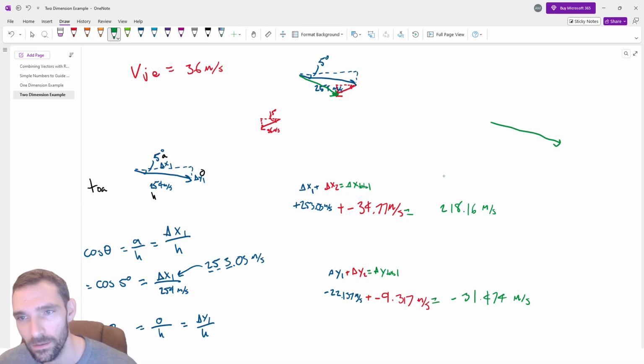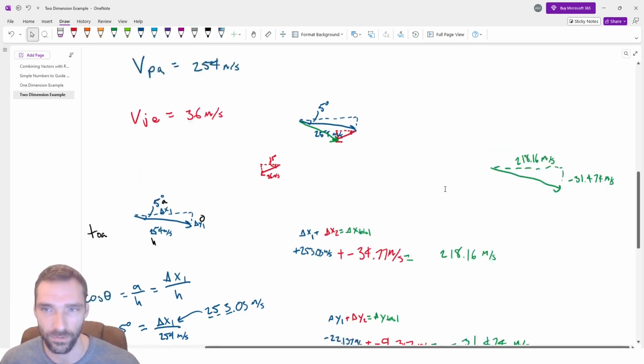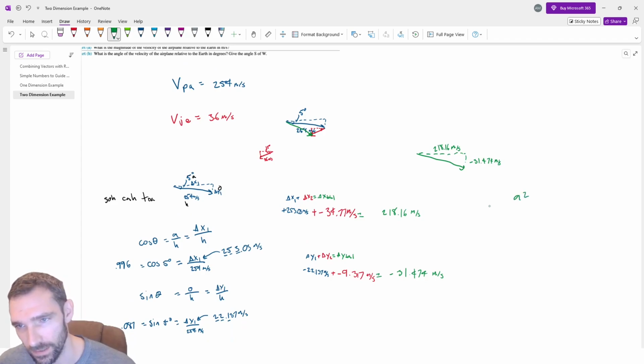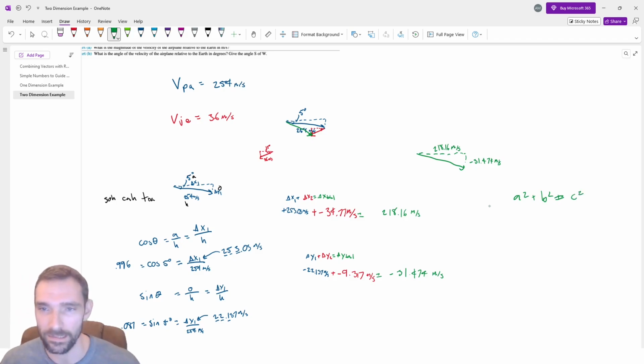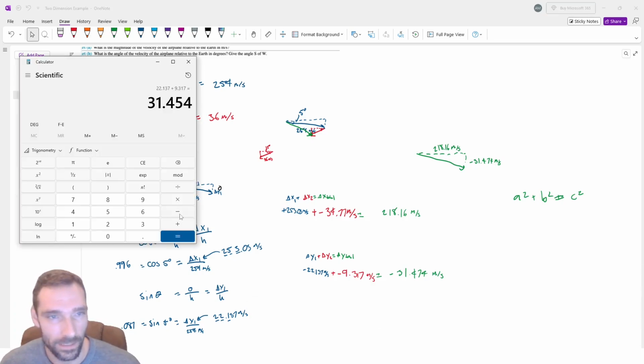It looks like for it going over 218.16, it goes down 31.474 meters per second, which sounds pretty appropriate given our original drawing. And then if we want to solve for this magnitude, we could just do a squared plus b squared is equal to c squared. That's probably the easiest way of doing this. You could also get the angle in here, which we're going to need anyways in a little bit, and use that to get the hypotenuse distance. But we've got that number squared.